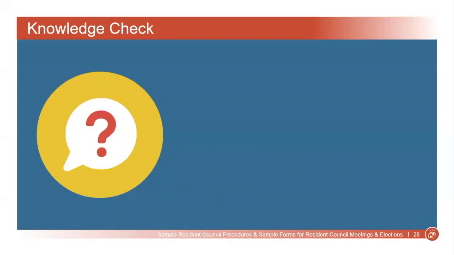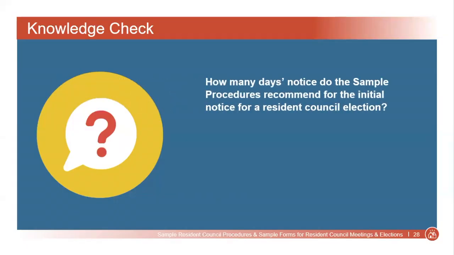One final knowledge check question. You may have to consult the sample procedures for this one. How many days' notice do the sample procedures recommend for the initial notice for a resident council election? A, 7, B, 30, C, 45, or D, 60. We'll pause for a moment for you to consider your answer.